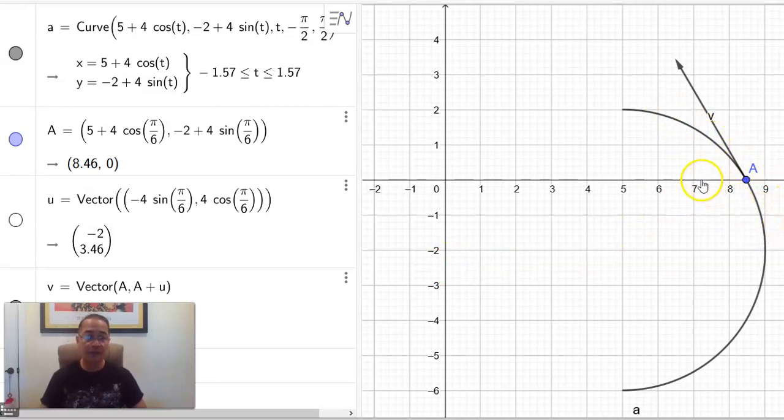Of course you can draw a similar tangent vector at any other point that you want. You can choose -pi over 3 down here, or -pi over 6 over here, for example. So let's go back to our workroom then, and we'll take a look at another example.